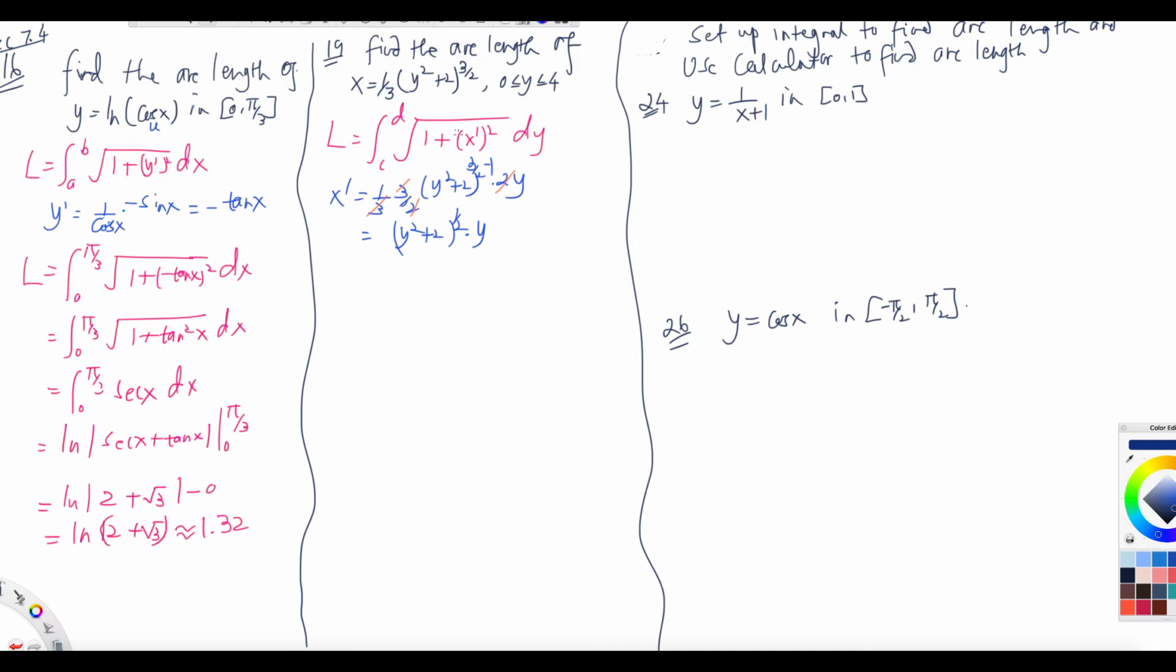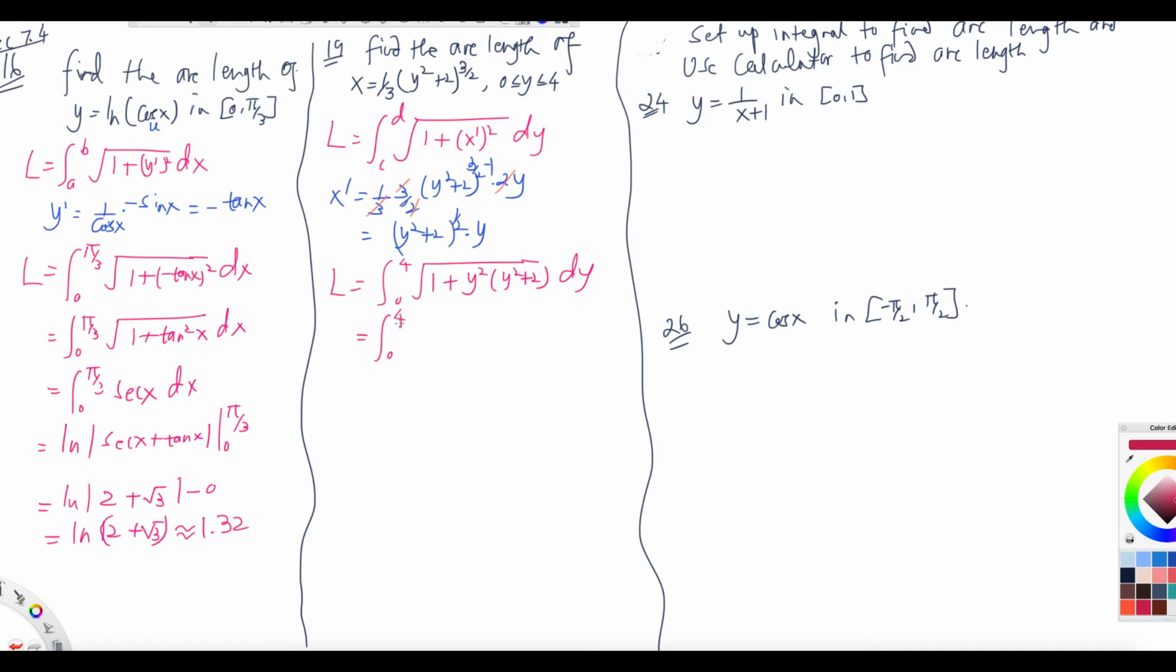So now let us plug into the formula. What do you get? L is equal to the integral from c equals 0 to d equals 4 of the square root of 1 plus the square of this, which will be y squared times y squared plus 2, only, because the square of the root is just that one, and then dy. So let us simplify that. What do you get?